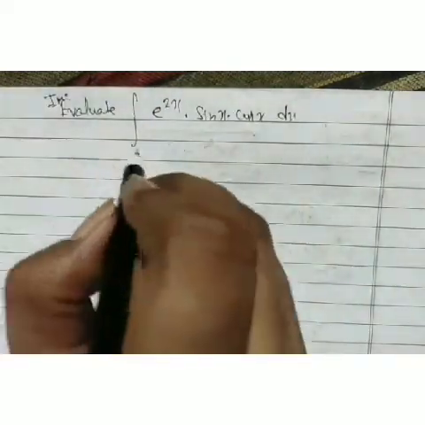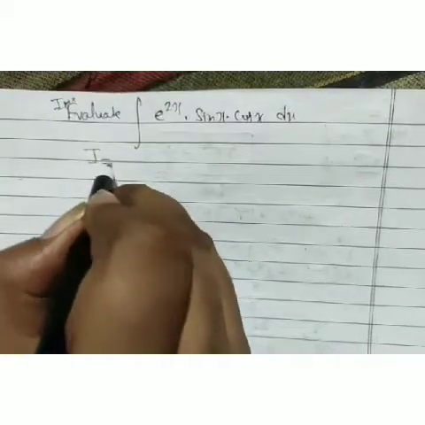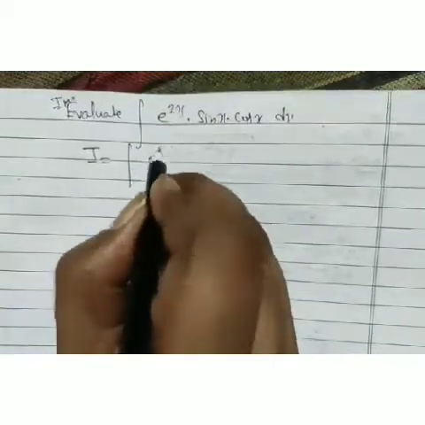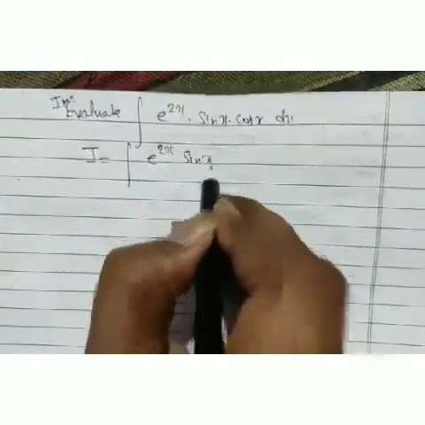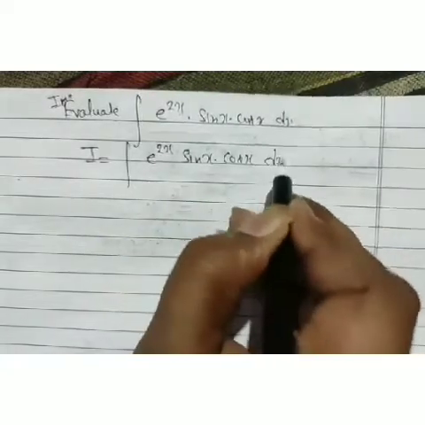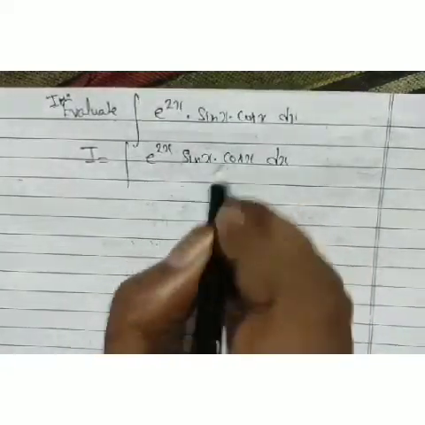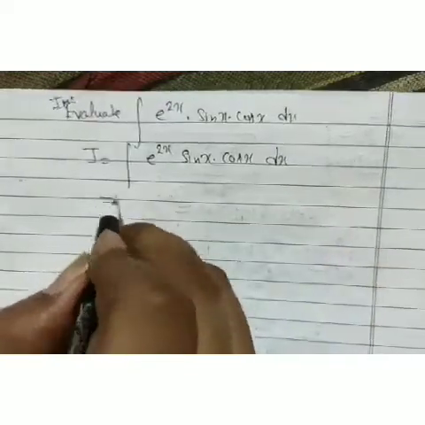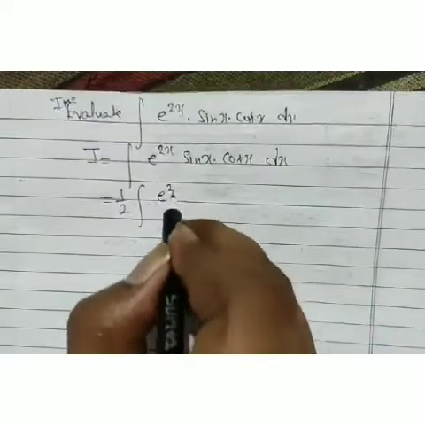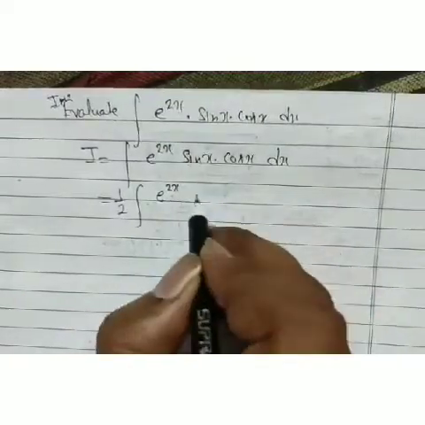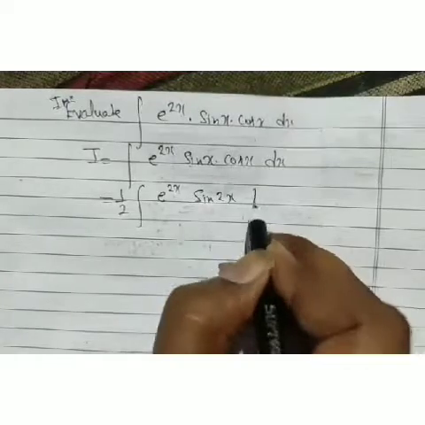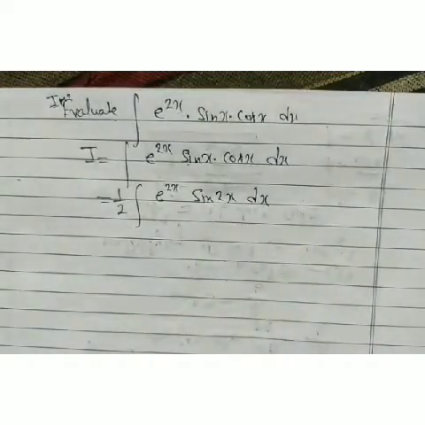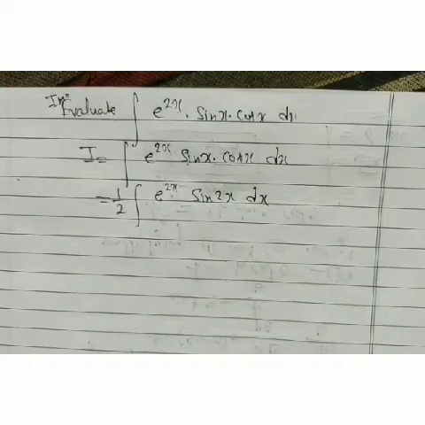Then how can we apply it? Look, first of all we take I. Let's suppose the integral value is I, the integral of e to the power 2x sin x cos x dx. Now look, it's sin x into cos x. We can change it to sin 2x by multiplying and dividing by 2. Then it's 1 by 2 e to the power 2x, then 2 sin x cos x, which is our sin 2x dx. Now our problem converts to 1 by 2 e to the power 2x into sin 2x. Now we have to solve this.